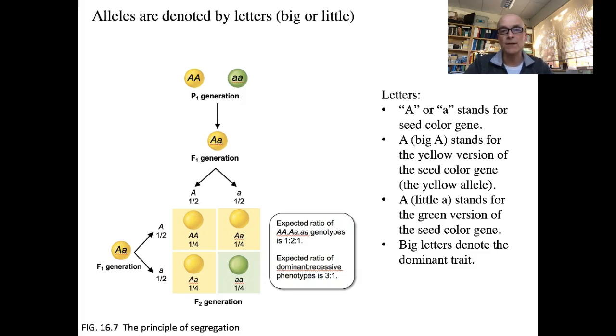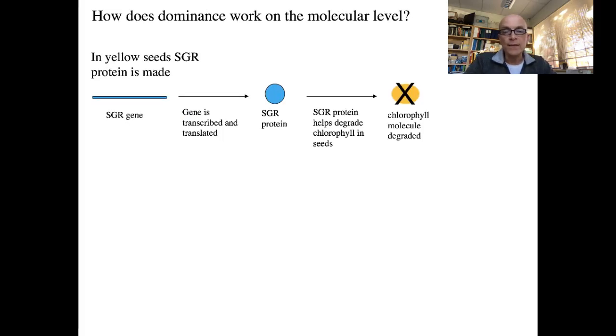And we've talked about cellular functions and molecular explanations for protein action. So I want to show you another way how you can think about dominance and recessiveness. So in this case of the yellow and the green peas that Mendel used, it turns out that in yellow seeds there's a gene, this gene A that we called A in the previous slides, that produces this gene SGR.